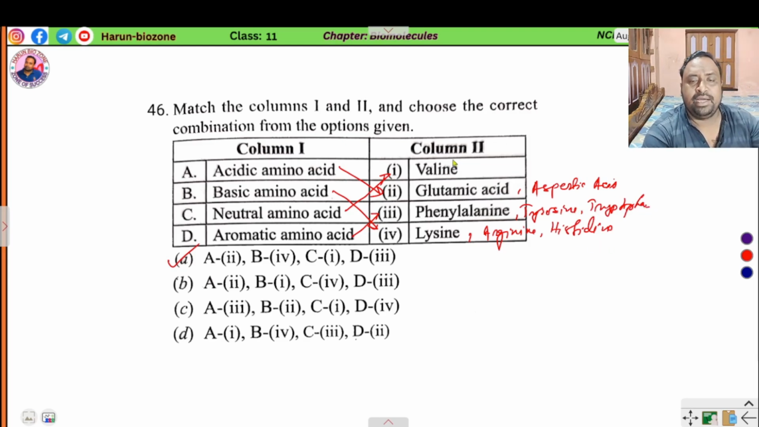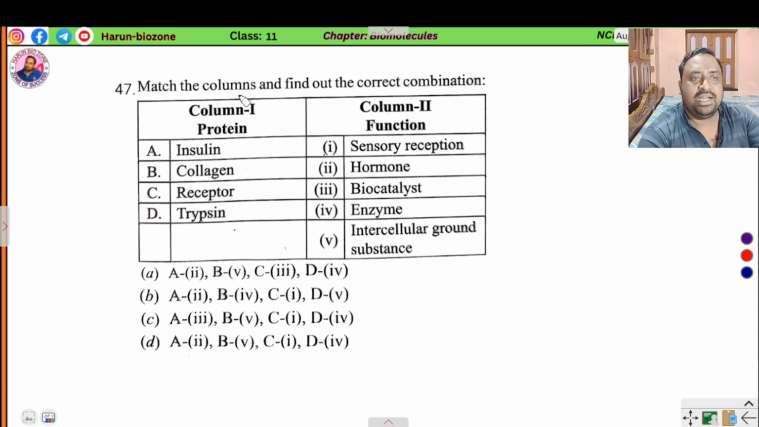Okay, valine, glycine, leucine, lysine, etc. Next question, 47. Match the columns and find out the correct combination. Insulin is a hormone. Collagen is the intracellular ground substance. Receptor. Trypsin. Trypsin is an enzyme and receptor is a sensory receptor.